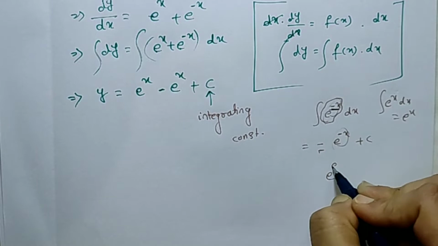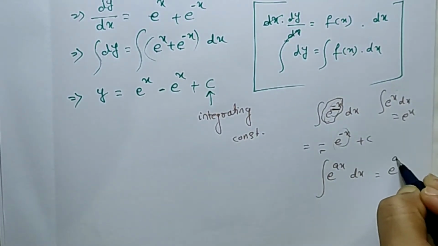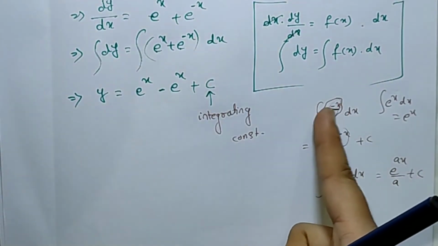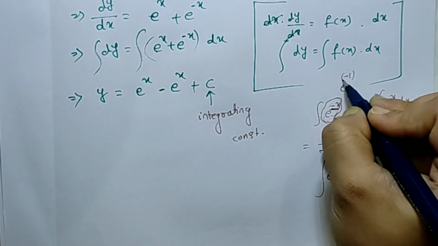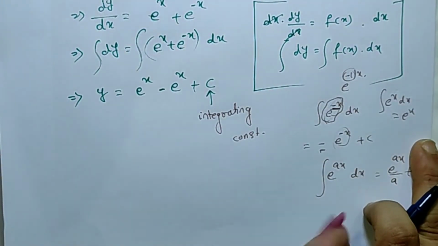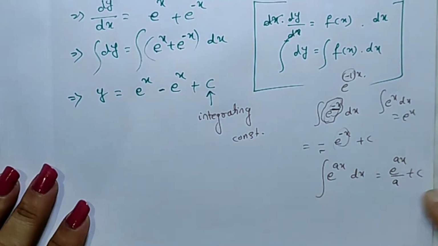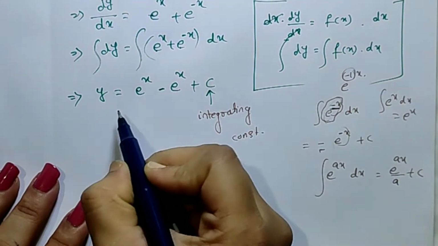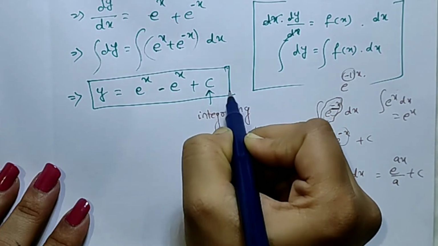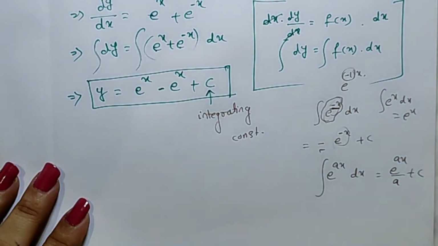Now we know integration of e power ax dx is e power ax by a plus c. In the same way, e power minus x means e power minus 1 into x. This minus 1 acts as a. We already know all these formulas. So now we have to apply this formula here. So this is our answer. This is the general solution to this differential equation. Okay, next.